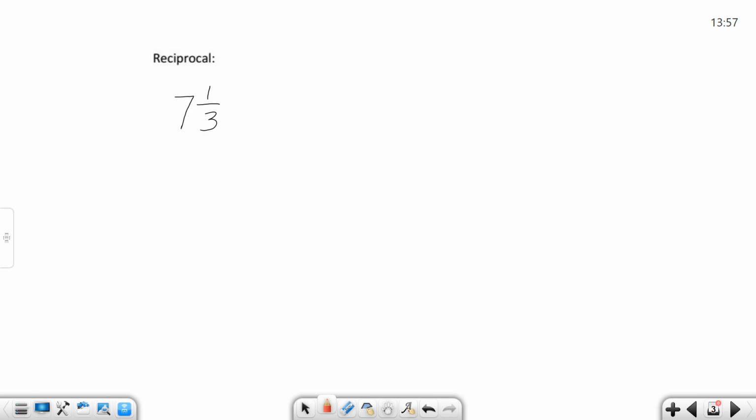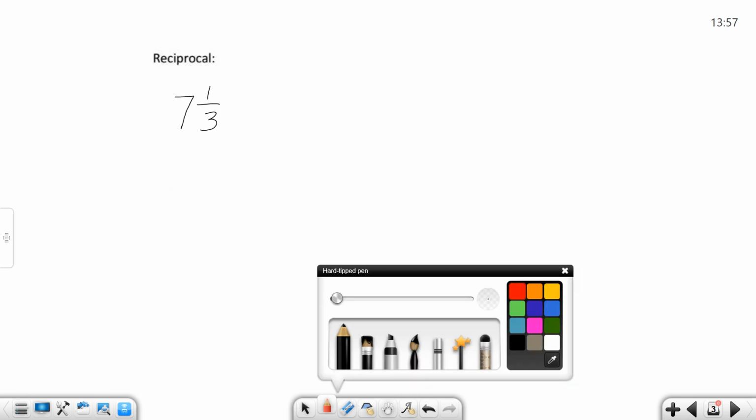Okay, so then they ask you to find the reciprocal. Now, what the reciprocal actually means is it's the flip of a number. For example, let's start with easy ones. I don't know why I started with that hard one. Let's say I ask you to find the reciprocal of 1/5. Okay, so the reciprocal of 1/5 means you flip it over. So the reciprocal of 1/5 would be 5/1, or 5.